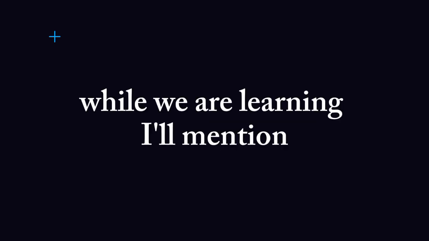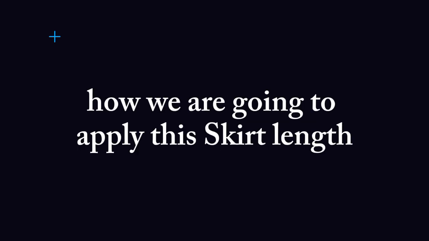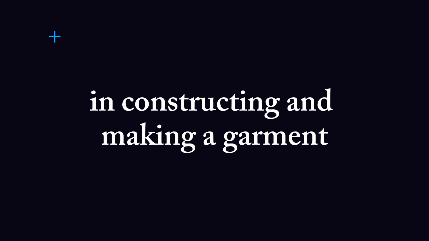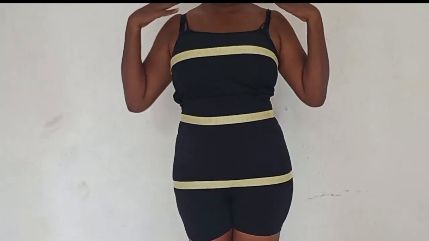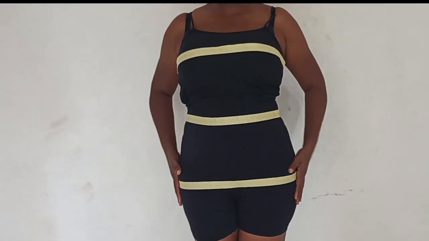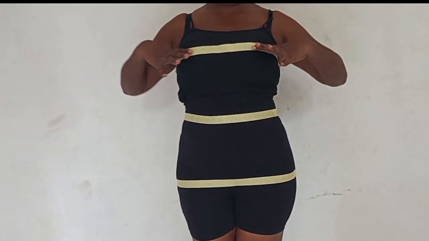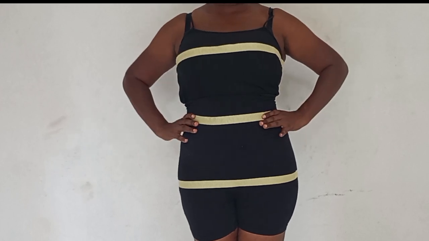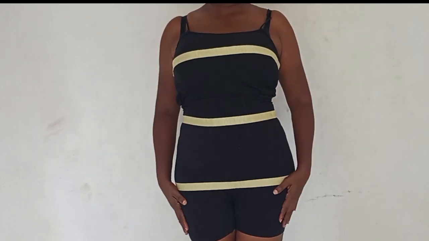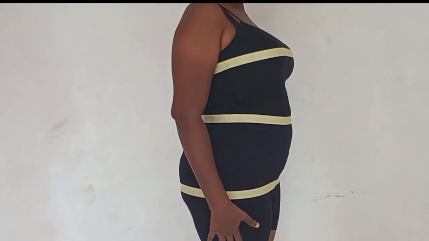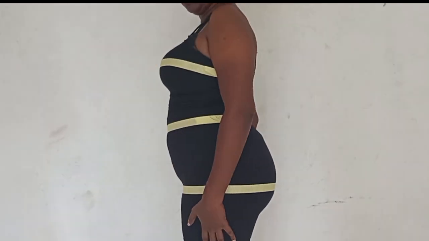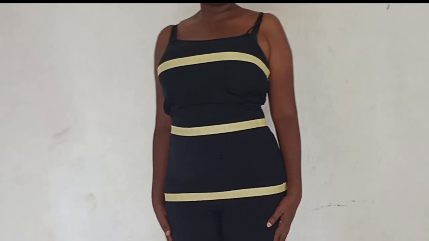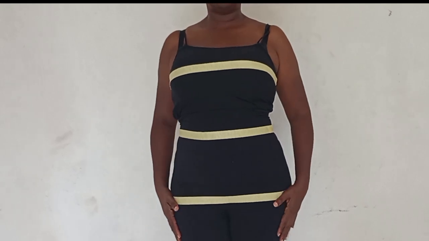While we are learning, I'll mention how we are going to apply the skirt length in constructing and making a garment. So let's take a look at the live body model. This is a live body model, and you can see that the bust circumference, the waist circumference, and the hip circumference have been marked. So you can see the way it looks on the side view and also on the back view. Where the tapes are marked is where your measuring tape would go through.